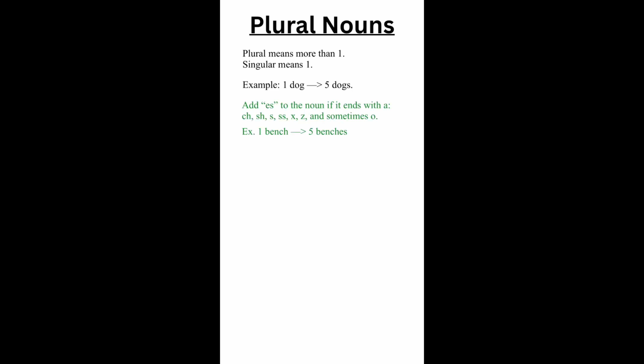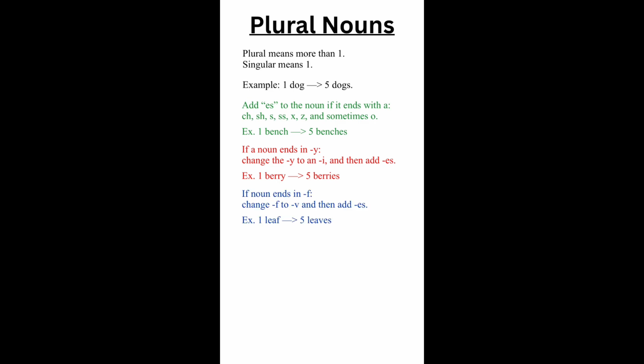Sometimes you have to add an es to the word. For example, 1 bench, 5 benches. Sometimes you have to change a y to an i, then add es. For example, 1 berry, 5 berries. Sometimes you have to change an f to a v, then add es. For example, 1 leaf, 5 leaves.